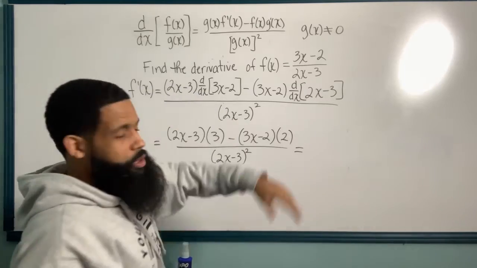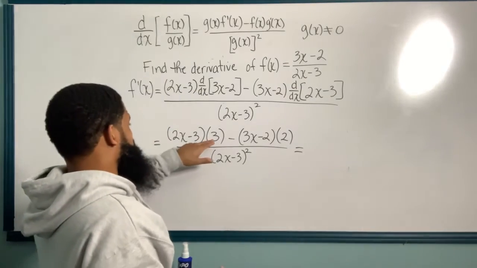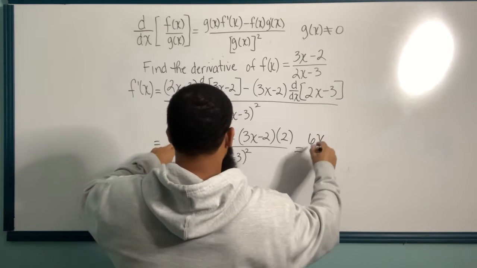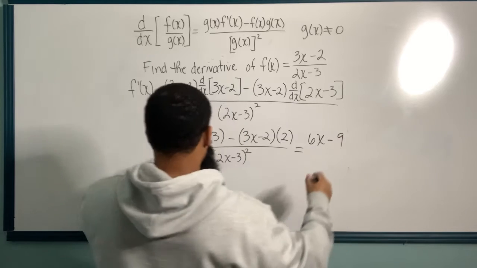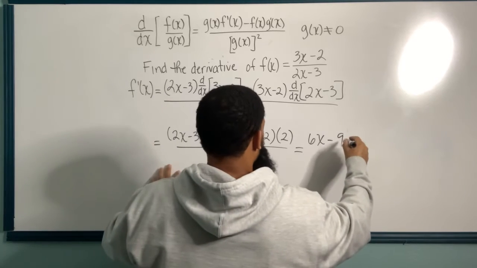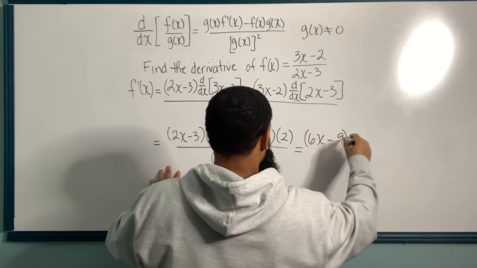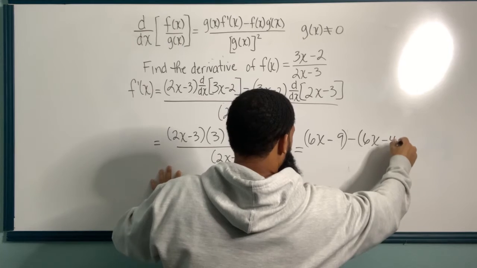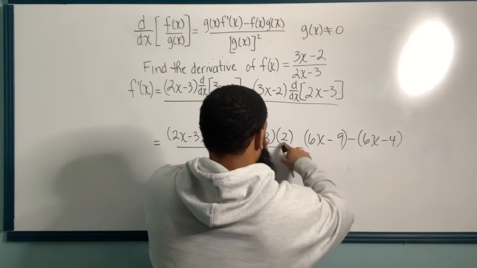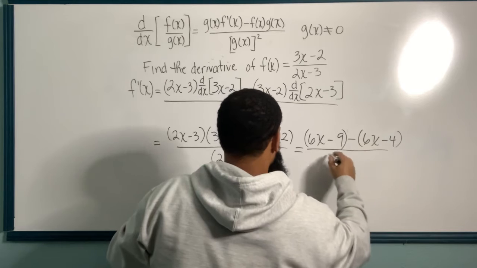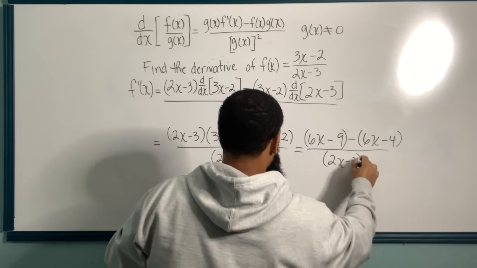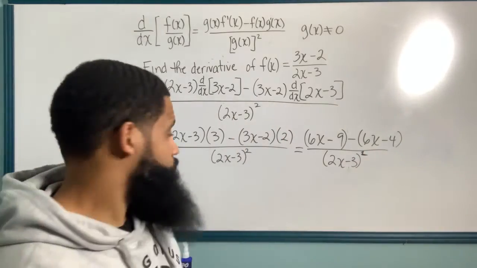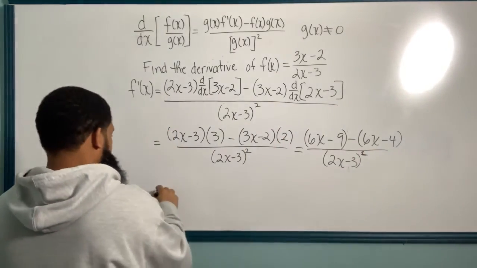So from here, we're going to simply just distribute and we're going to be done. 3 times 2x is going to be 6x minus 9. 3 times 3 is 9. And then minus, let's put that in parentheses, 6x minus 4. 2 times 3x is 6x, 2 times 2 is 4, and then still keeping it over 2x minus 3 squared. All right, that's an ugly exponent, but you can see it. Now we just simplify, combine like terms and simplify.